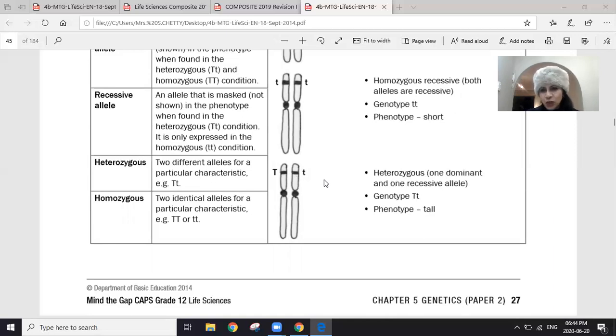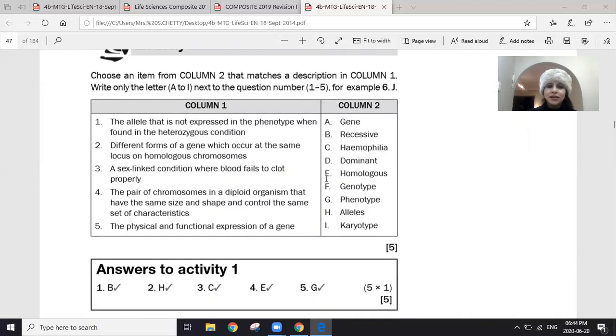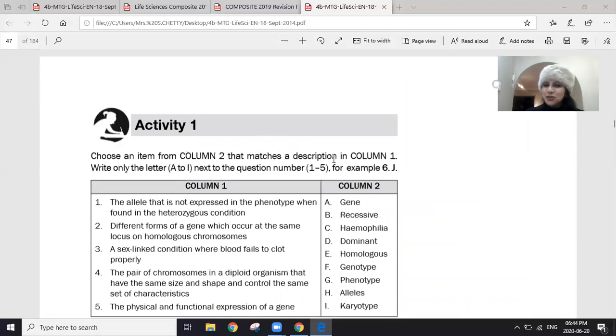Let's check how much we have learned by looking at this activity. I will scroll down to the activity. It says, choose an item from column 2 that matches the description in column 1. Write only the letter next to the question number. Should you not follow this instruction, then no credit will be awarded to you. In other words, you will be marked wrong if you put gene as an answer when the answer was supposed to be capital A. So let's go for it.